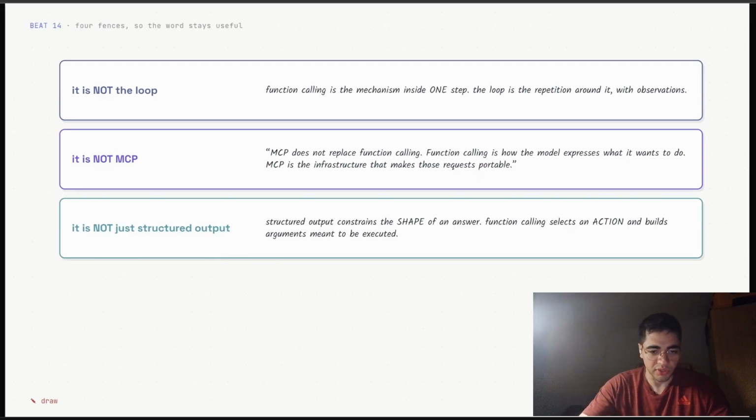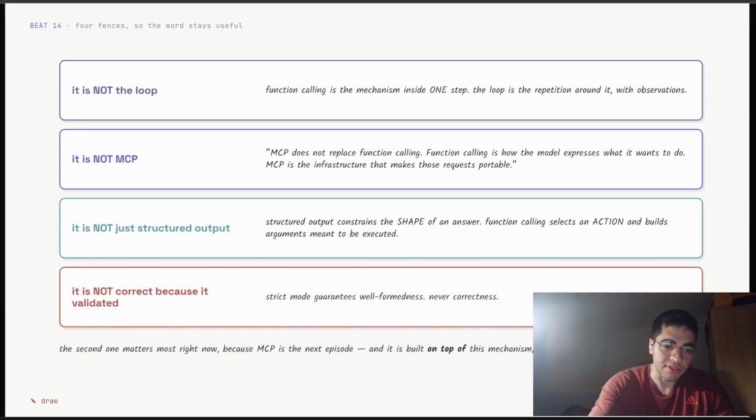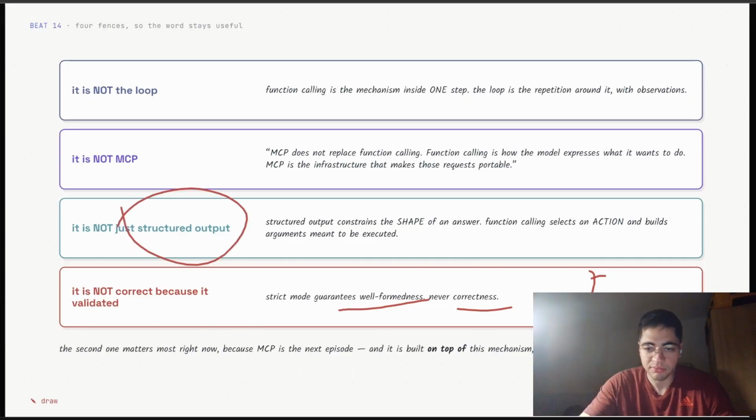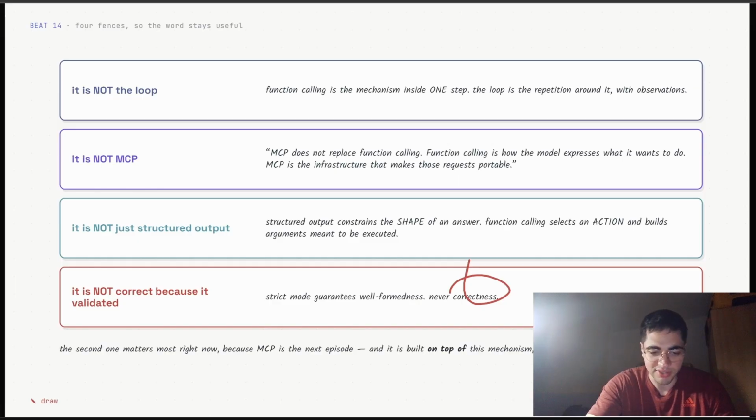Third, it's not just structured output. Structured output constrains the shape of an answer. So it's not just about that. Function calling selects an action and builds arguments intended to be executed. So the second one has consequences in the world. This one is basically formatting. Fourth, it's not correct because it's validated. There is a difference between well-formedness and correctness. Well-formedness is, okay, it's following the structured output format. Correctness is really, the data is correct. And there lies a very huge difference.